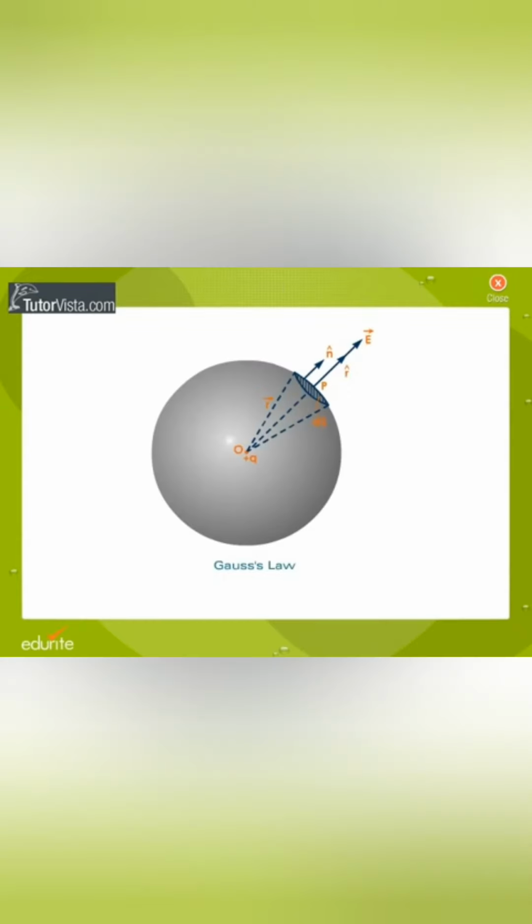Gauss's law. Carl Friedrich Gauss, a German mathematician, gave a law named after him that gives the relationship between the electric flux through a closed surface and the net charge enclosed by the surface. According to Gauss's law, the total electric flux through any closed surface is equal to 1 by epsilon naught times the total charge enclosed by the surface, where epsilon naught is known as absolute permittivity or permittivity of free space or vacuum.